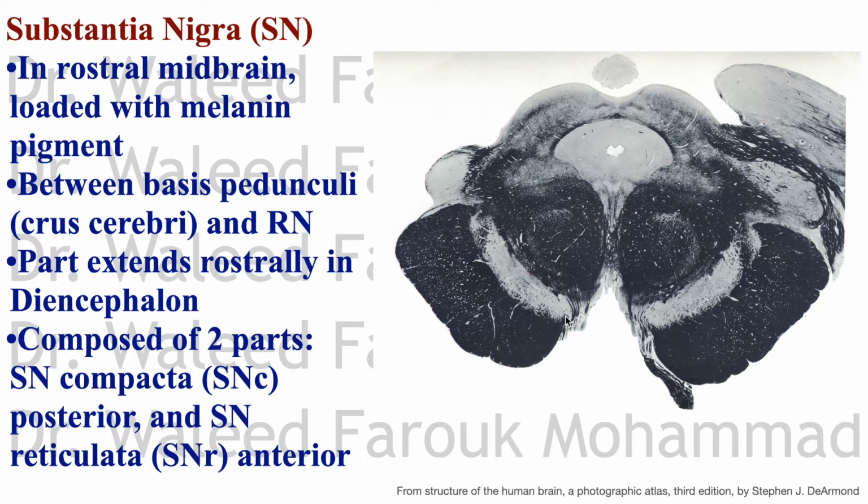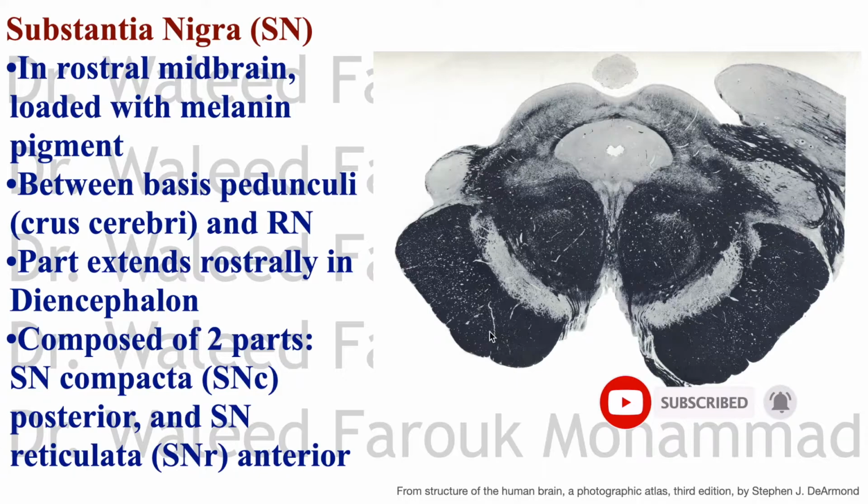Substantia nigra. Remember, in this technique the white matter appears black and gray matter appears white. This is the substantia nigra in the rostral part of the midbrain. It's loaded with melanin pigment, and lies between the basis pedunculi, or the crus cerebri, and the red nucleus. This is the red nucleus. There's a part that extends rostrally in the diencephalon itself, and it's composed of two parts.